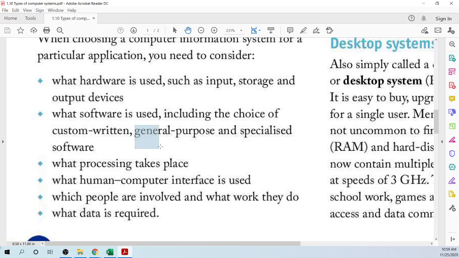I'll give you a hint. If general purpose is used by everyday persons, and a factory is not used by everyday persons, what type of software would it make use of? Specialized. Specialized?